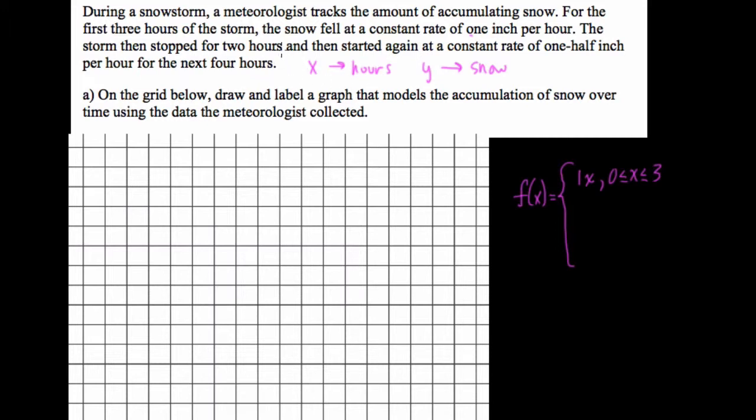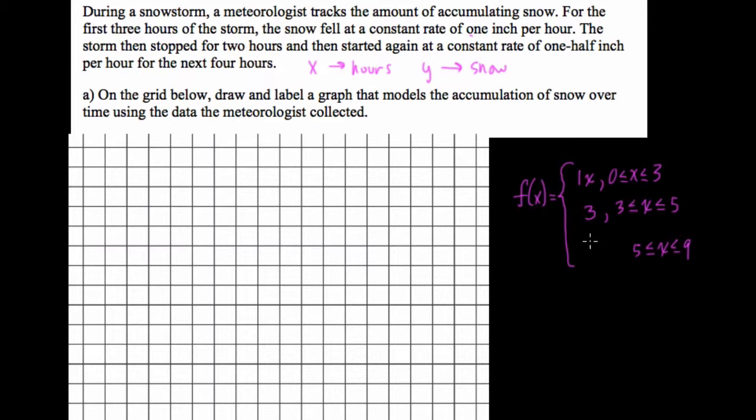Then the storm stopped for 2 hours, and then started again at a constant rate. So we'll come back to that piece, but basically after 3 hours, if you plug in 3 to the first formula, you're at 3 inches. And then it stays at 3 inches for 2 hours, so from the 3rd hour up to the 5th hour. So that time until right there, there's no accumulation. It just stays at 3. And for the next 4 hours, so that's from 5 through 9, what's happening is that it's going at 1/2 inch per hour.